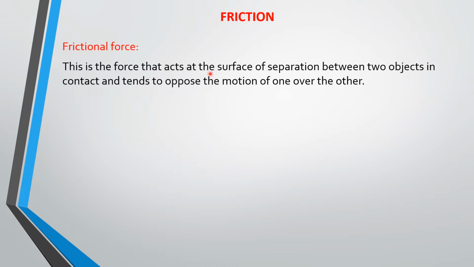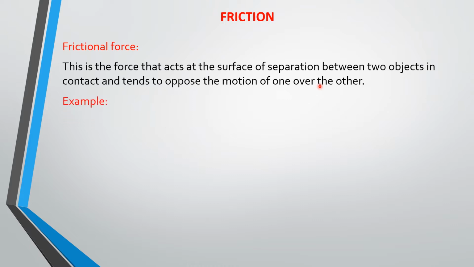So frictional force is the force that acts at the surface of separation between two objects in contact and tends to oppose the motion of one over the other. When two bodies are in contact, like a block of wood on top of a table, if you want to move one over the other, maybe you want to move the block of wood, you see that there's an equal and opposite force that is trying to oppose your motion, or trying to oppose the effect that you want to impart on the block of wood. That opposing force is called frictional force.